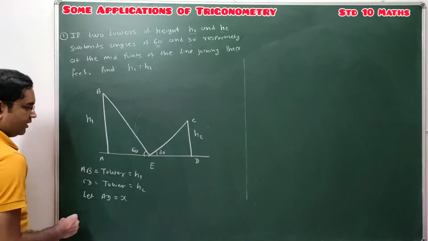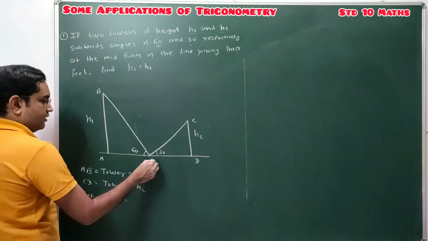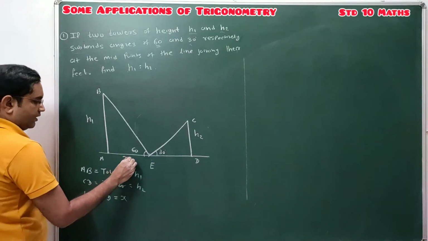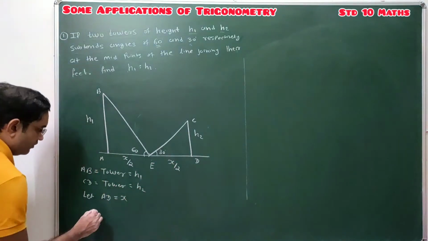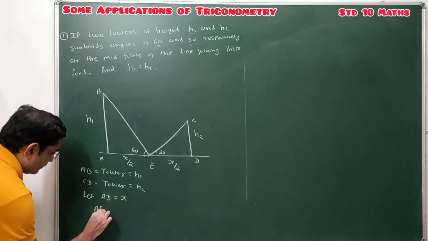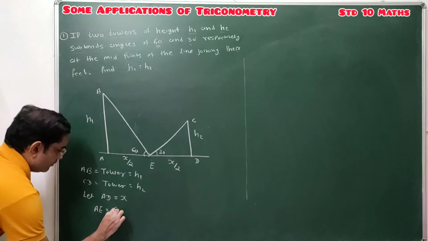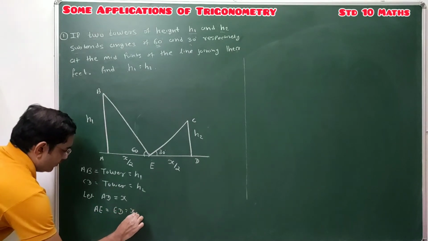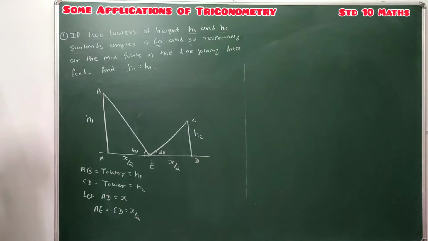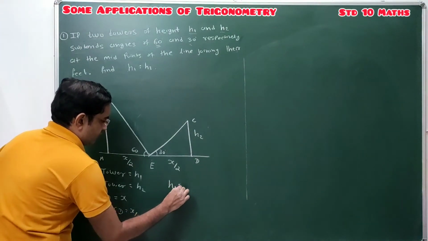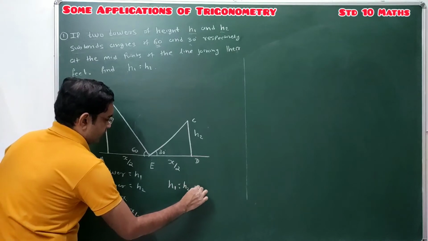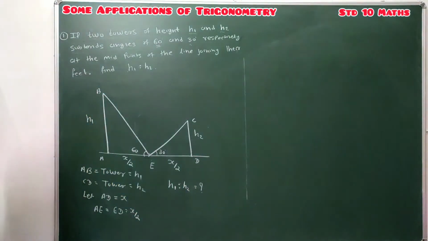So let's assume that the length is x and E is the midpoint of AD. So length of this AE is x by 2 and ED is also x by 2. So again we can write AE equal to ED equal to x by 2. Done. And the question, you have to find the ratio of h1 and h2. So this is given. Now let's start with the solution.